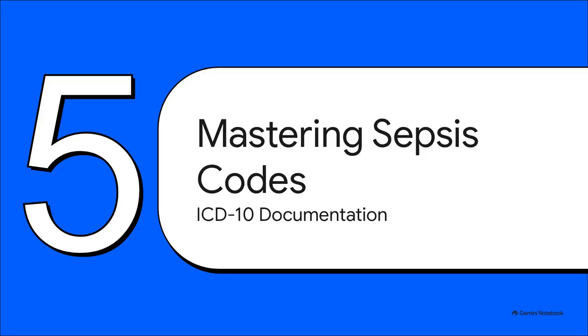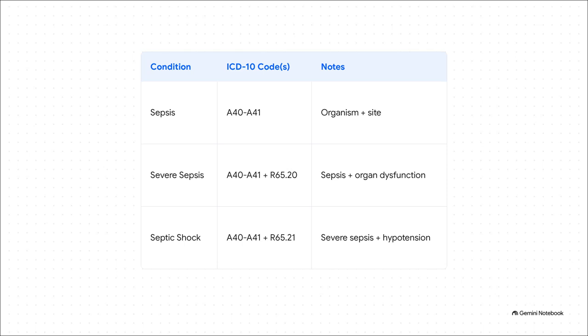Which brings us to Part 5, Mastering Sepsis ICD-10 Codes. For coding compliance, consider this your ultimate cheat sheet. For baseline sepsis, you're looking at the A40 to A41 range, where you have to code the specific organism and the site of the infection. But the moment the patient hits acute organ dysfunction, we upgrade to severe sepsis, and you must add the code R65.20. And if their blood pressure bottoms out and they fall into septic shock, you've got to use that organism code from A40 to A41 plus R65.21. That specific sequence, organism, then severity, is absolutely non-negotiable.